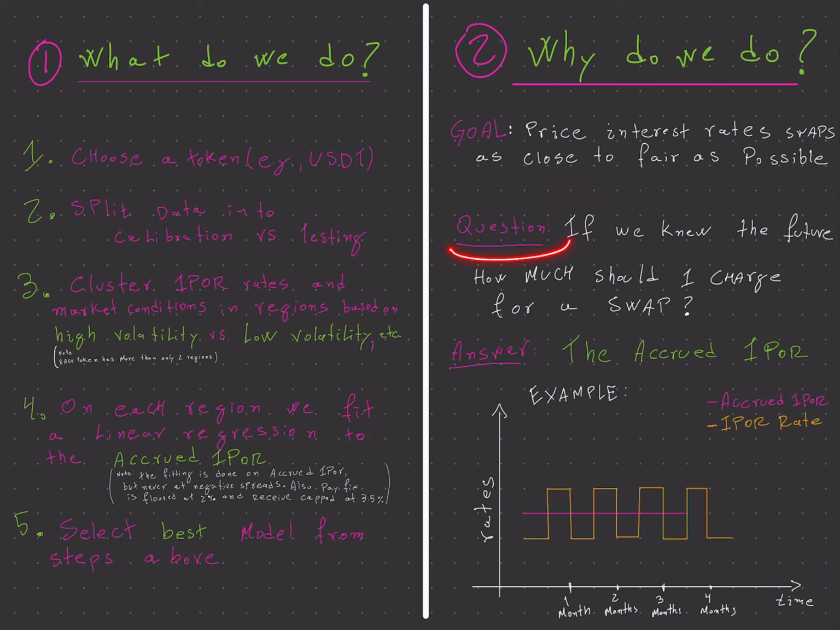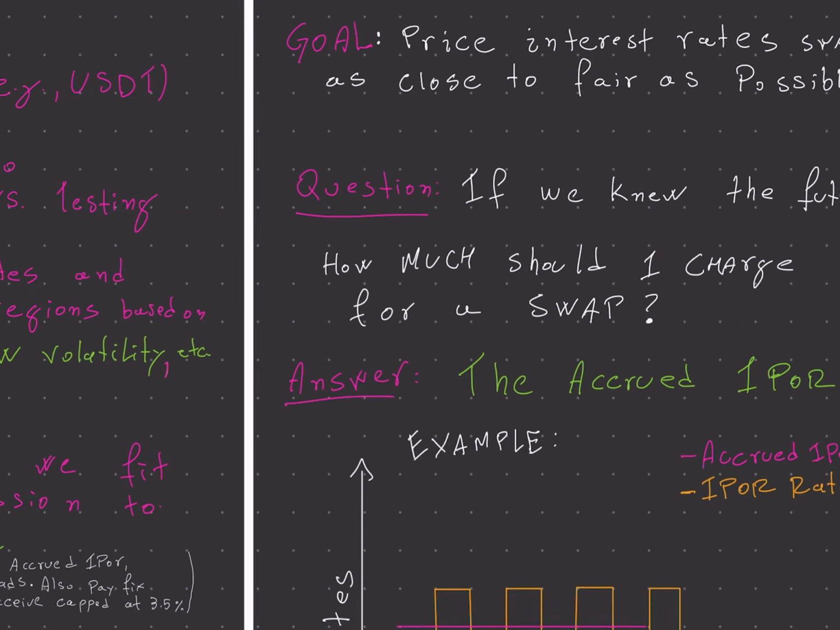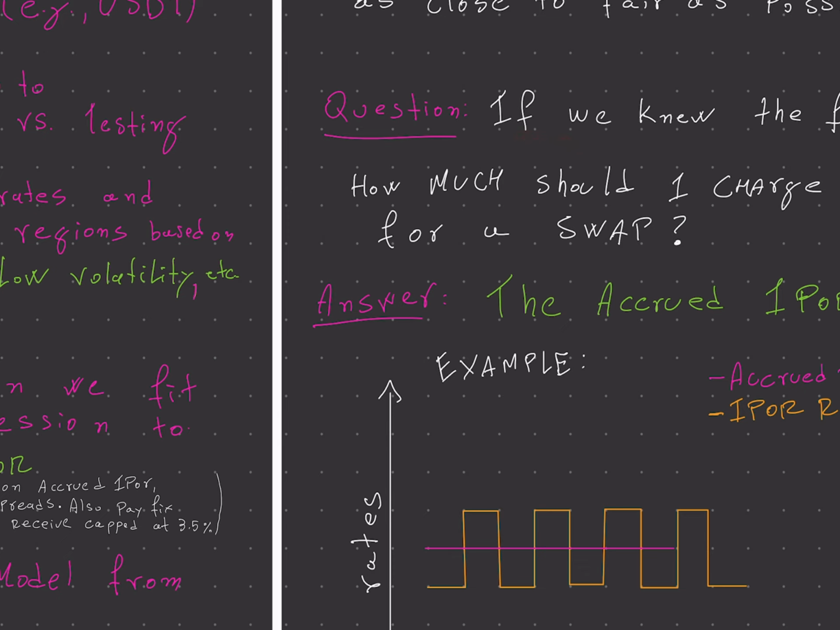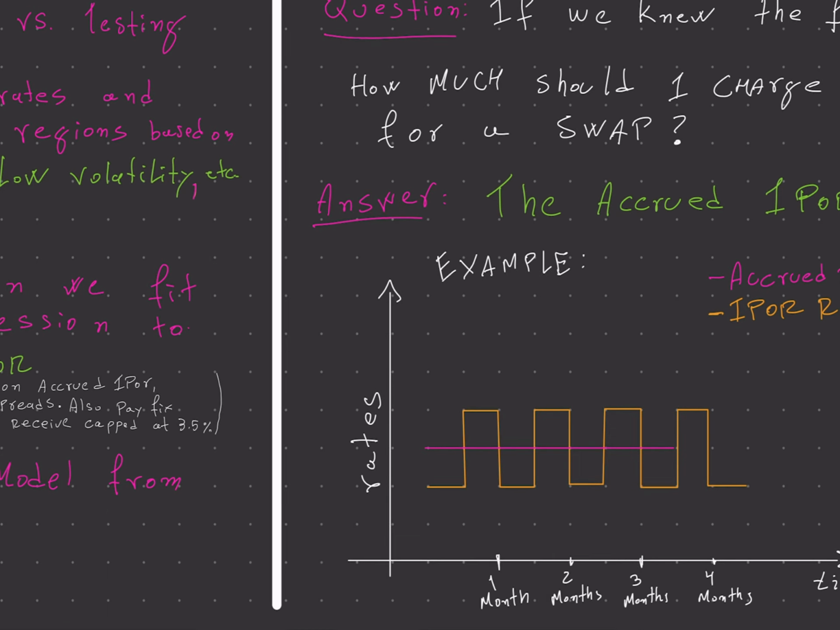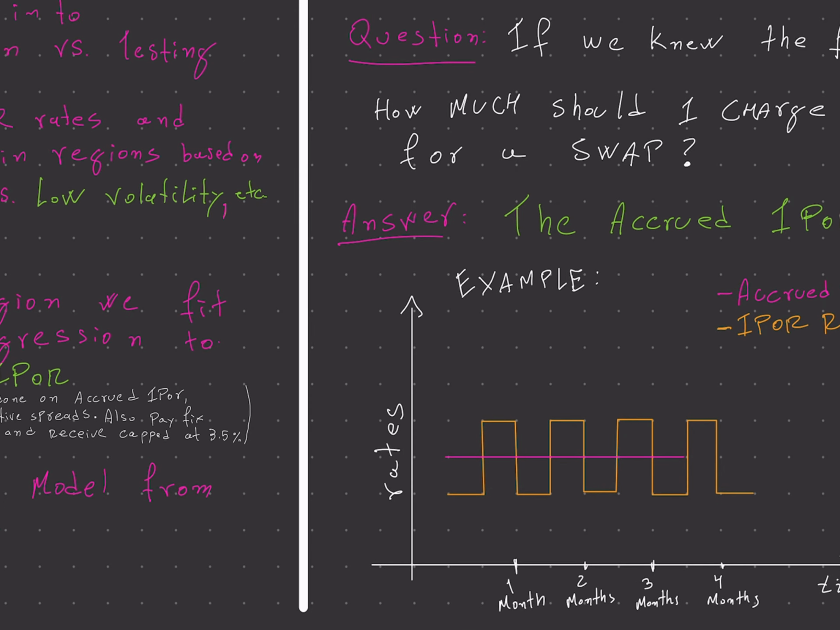But let me ask this question, and this question is going to drive our discussion of why we are doing this process. Let's say we knew the future, exactly block by block of IPOR. My question is, how much should we charge for an interest rate swap on that particular IPOR curve? The answer to this question is the accrued IPOR. So for the last part of this presentation, I'm going to discuss what the accrued IPOR is and why it is the answer to this question.